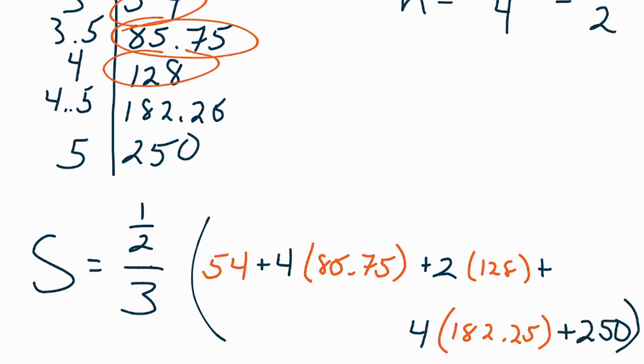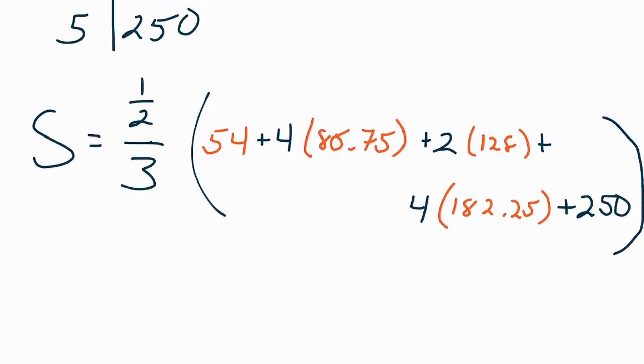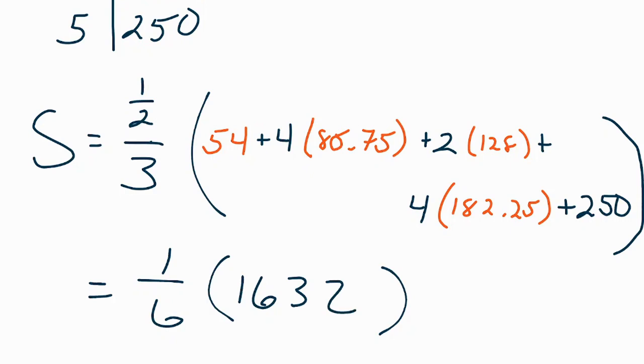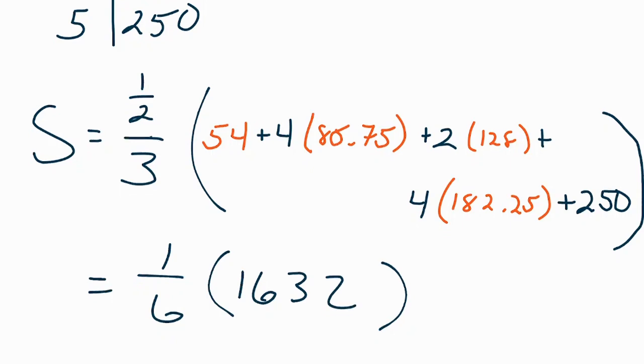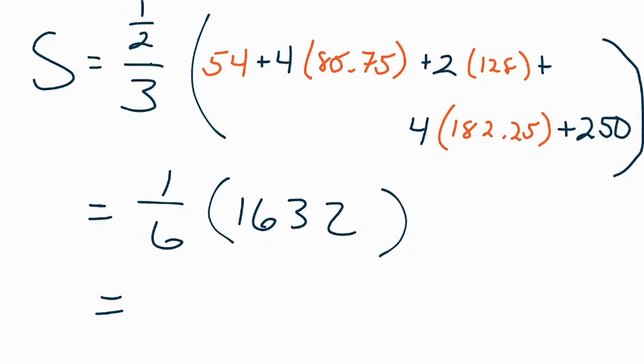Yeah, it worked, didn't it? Were you afraid that it wasn't going to work? Like, were we going to end up with the right pattern? It's going to work because n was even, so the pattern is always 4, 2, 4, and then again I end with my last y value. So I'm going to get 1/6 of the sum of all these numbers. Make sure you can compute that. I'm sure you can. 1/6 of 1632 is 272. 272. Kind of an interesting number.